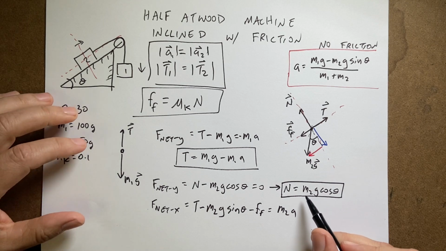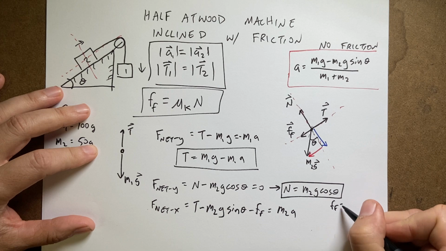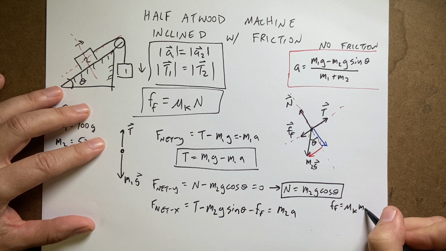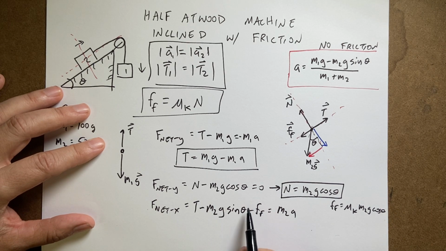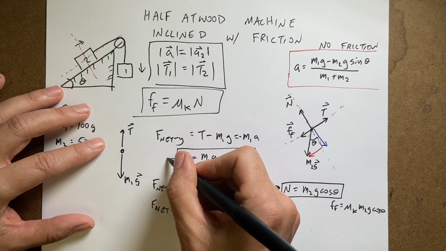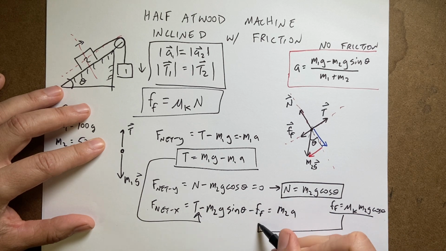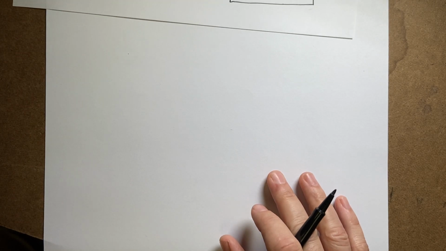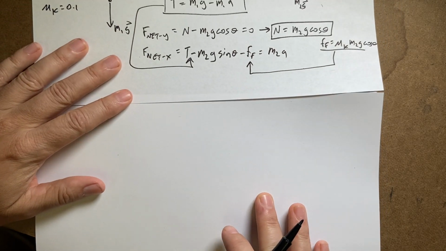Now I can calculate the frictional force. F friction is going to be mu k times the normal force, which is m2g cosine theta. And I can put that in down here. I can also put in this value for my tension. So I'm going to put in tension. And I'm going to put in frictional force. And I'm going to move to another sheet of paper. I told you this one's longer. Okay, so I'll scoot this down so we can see what we're doing here.